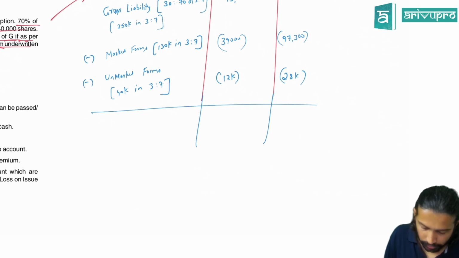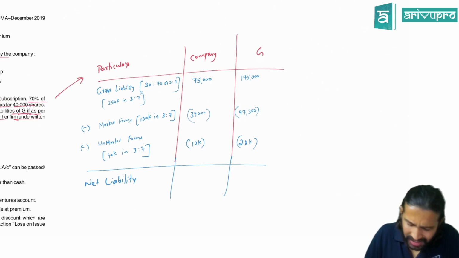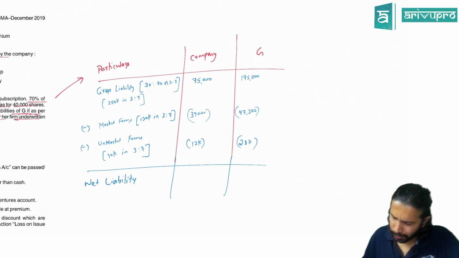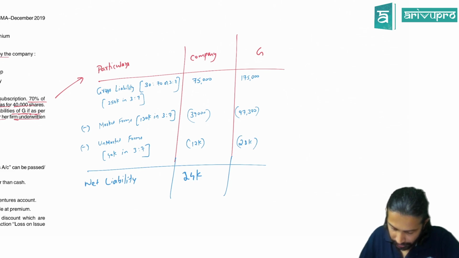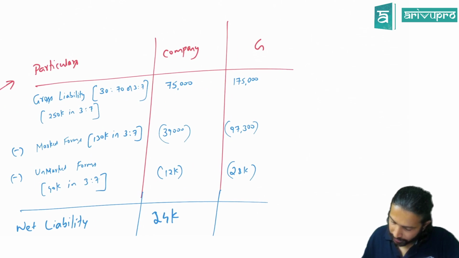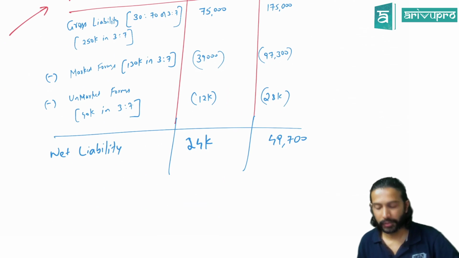Okay. Find out the net liability, guys. How much are you getting as net liability? First, they did not ask company ka liability, guys. If you want, you can compute also. 75,000 minus 39,000 minus 12,000. It will be 24,000. That side will be 1,75,000 minus 97,300 minus 28,000, which will be 49,700. So that is what they asked.